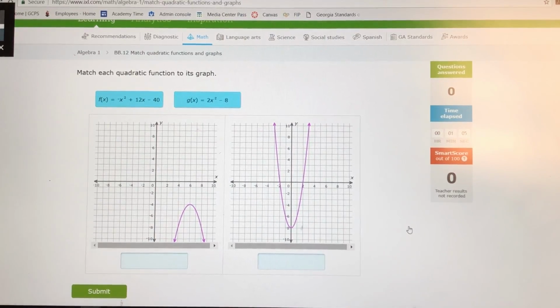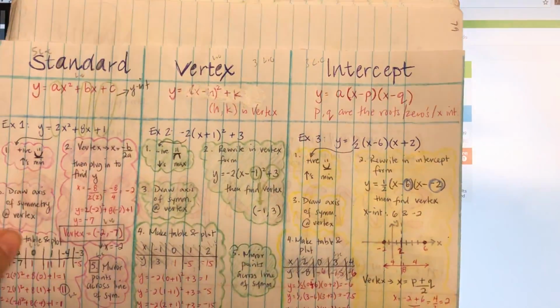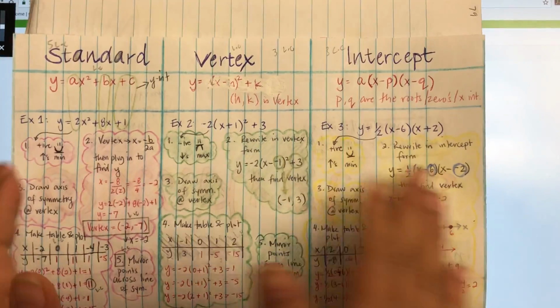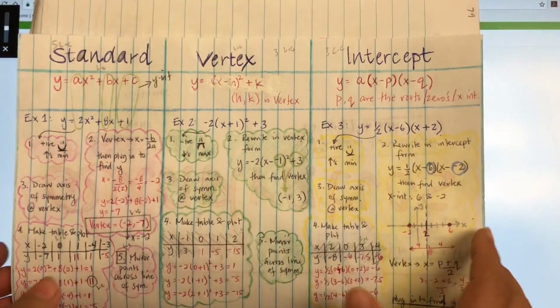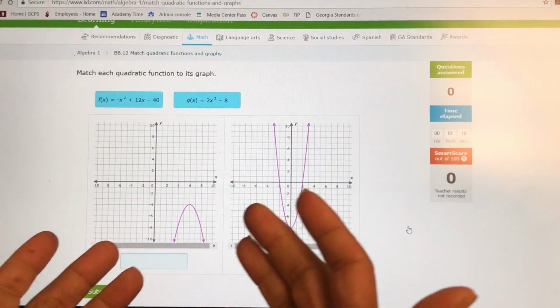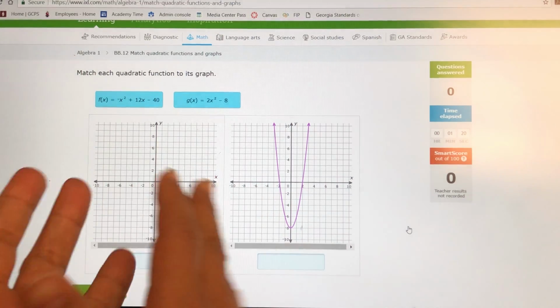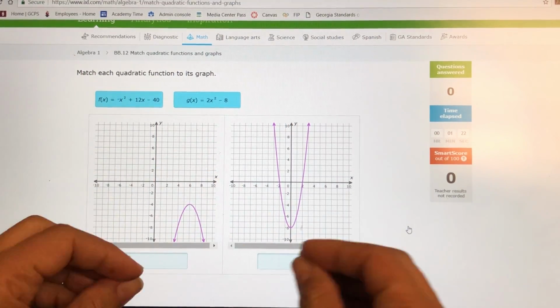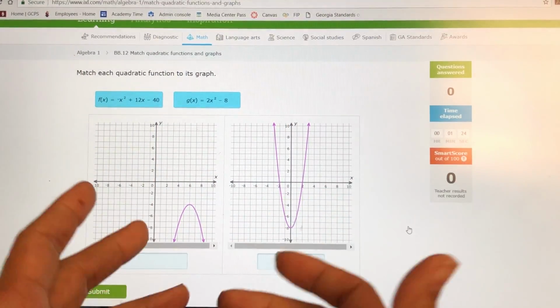All right, now we're going to take a look at matching quadratic functions. For that, you really need to understand all three forms because you're going to need your knowledge of all three forms to do it. First of all, these are in quadratic forms, but now we're going to talk about what you do when you have multiple choice. Because this is like multiple choice, a lot of times you don't even have to graph the whole equation. You can just use some common sense.